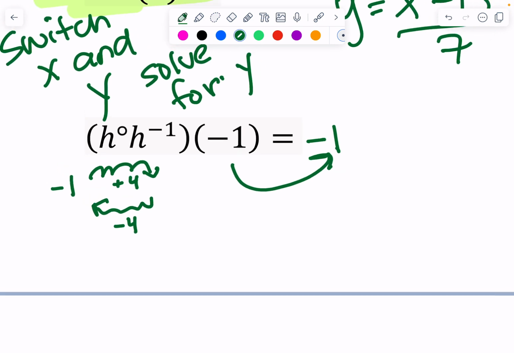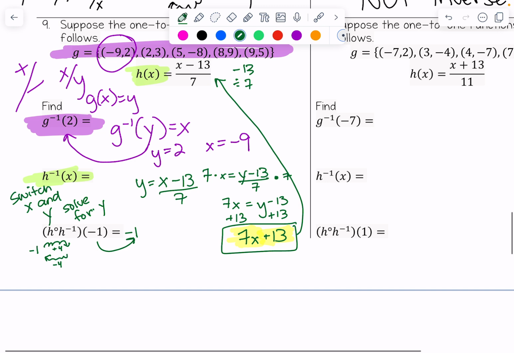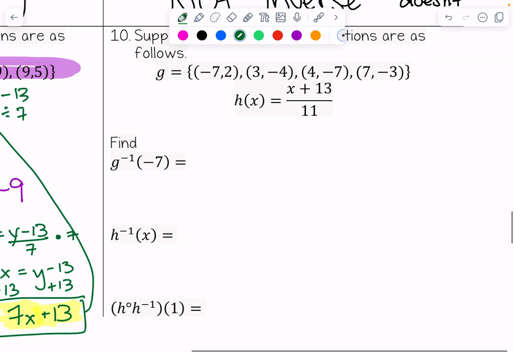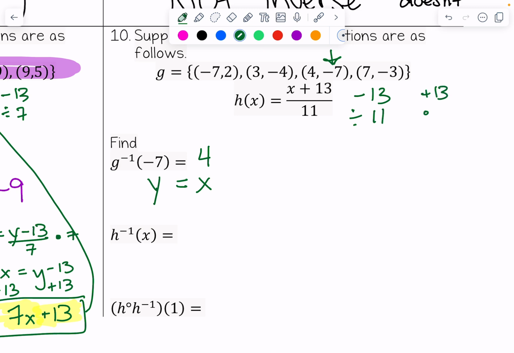So let's try this next one. We'll do it together a little bit, and let's see what we have. So here, remember, this is our y, and we're looking for x. So if I'm taking y and looking for x, and y is -7, well, y is -7 right here. So that means our x is 4. Okay? Now, here's the cheat way, and this doesn't work every single time, but it's going to work for quite a few of them. This gives me minus 13 and divided by 11. So the inverses of that are adding 13 and multiplying by 11.